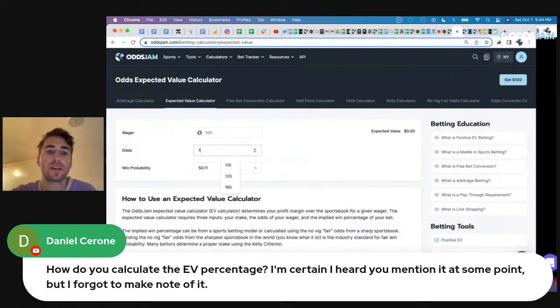We're betting at plus 110. So if we were to stake $100, your expected value would be $5.23. So all you need is your win probability and your odds, right? So this is saying, basically, imagine 50% of the time you won $110, 50% of the time you lost $100. Your EV is about $5.